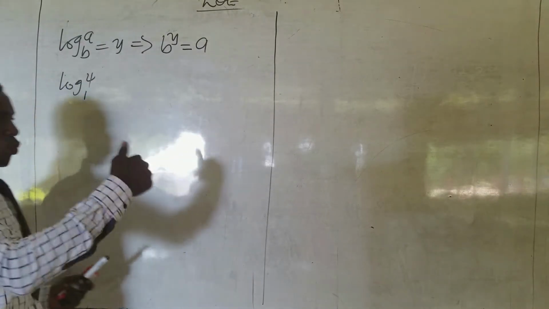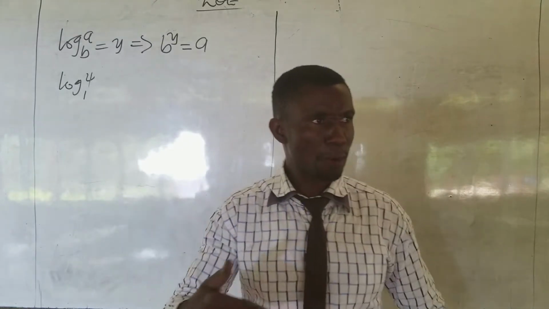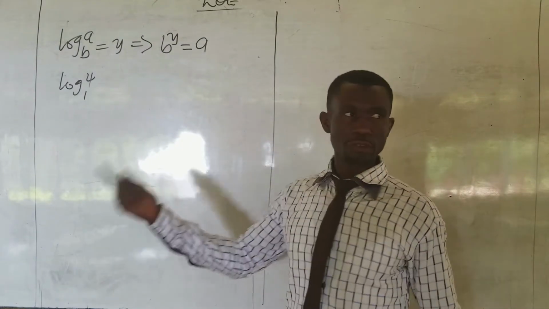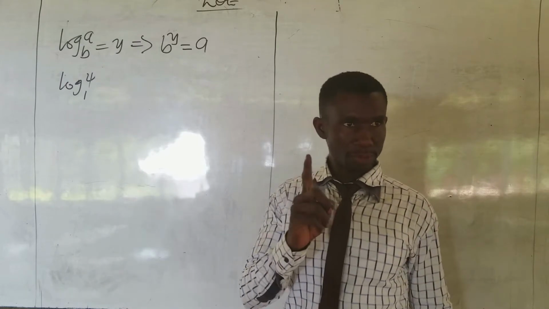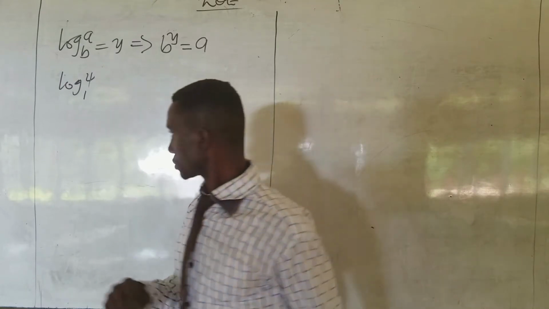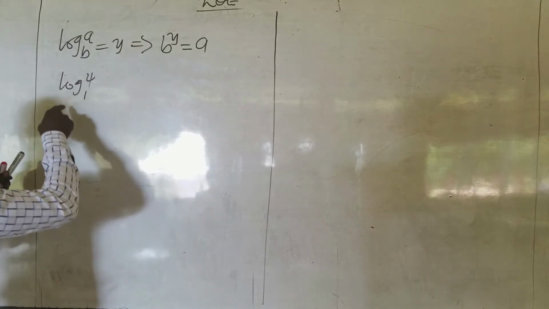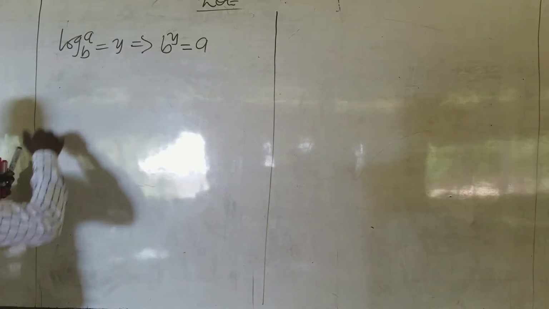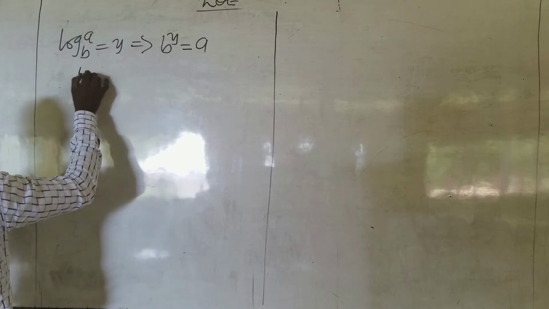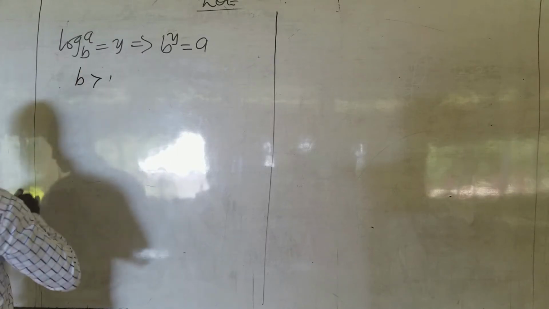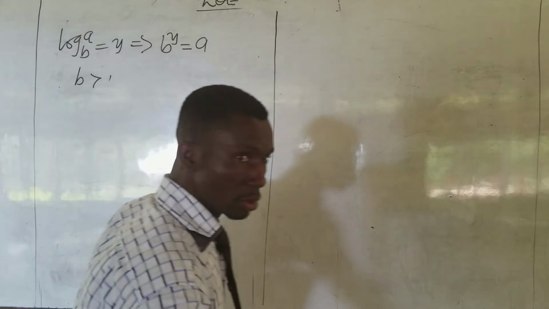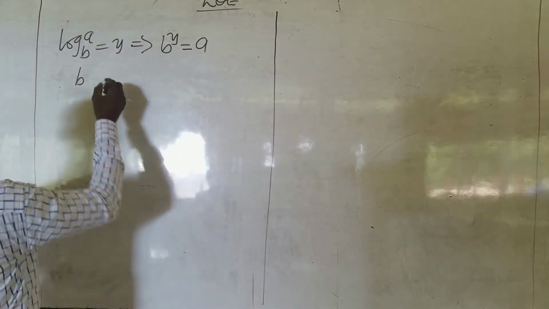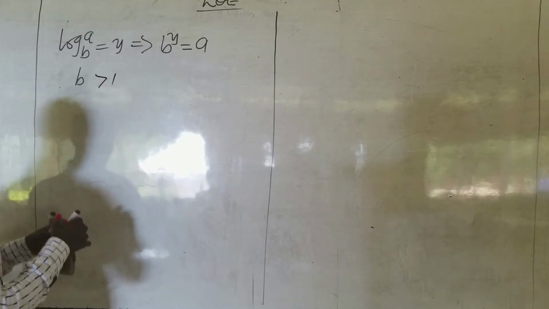So, for example, if you have log 5 base 1, what power will 1 be raised to give you 5? It is practically impossible. It can't hold. So what this means is that the base can never be 1. So b should be greater than 1. B should take natural numbers greater than 1.